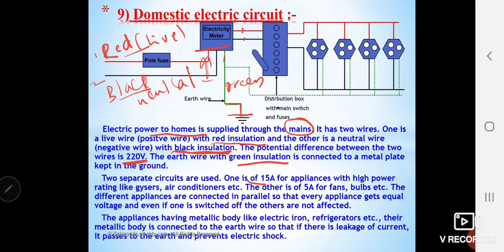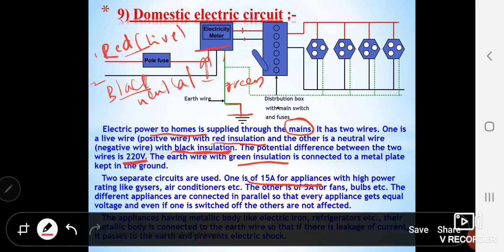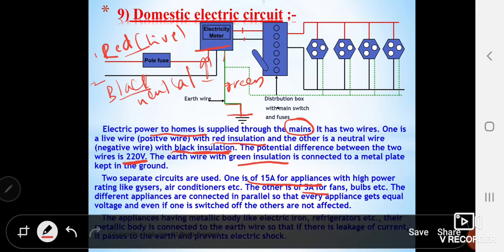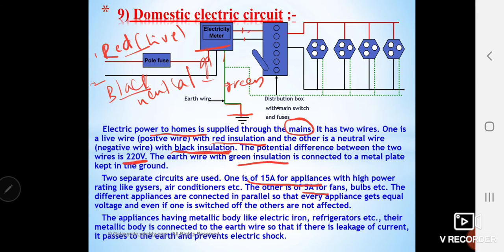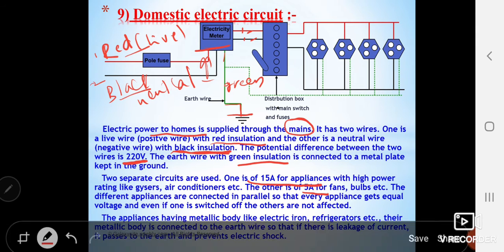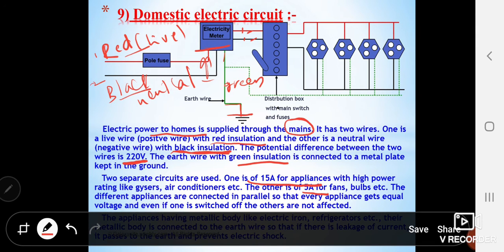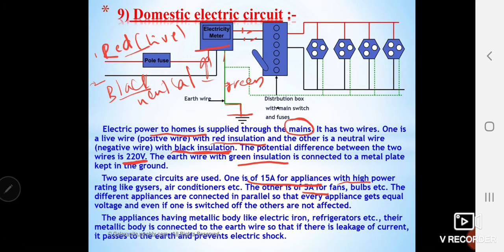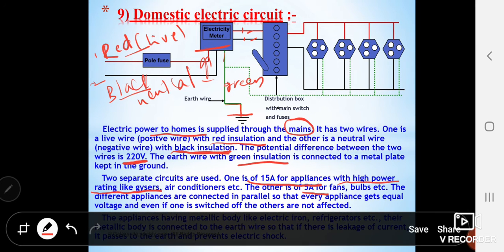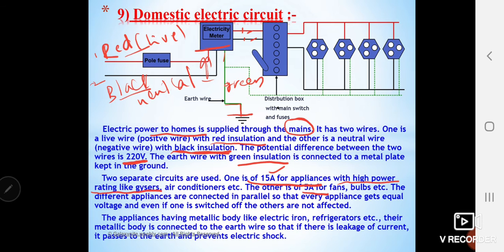Here we can see two separate circuits are used. One is 15 ampere and another is 5 ampere. So here you can see two circuits. The 15 ampere circuit is kept for appliances having high power ratings, for example geysers and air conditioners. They all consume more energy. Because of that, if an electrical device consumes more energy, it is attached to the 15 ampere circuit.